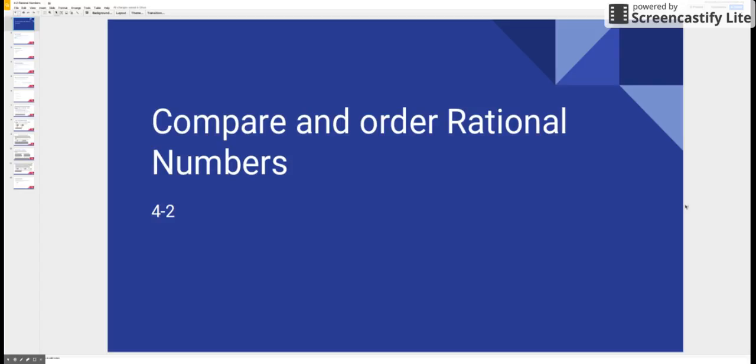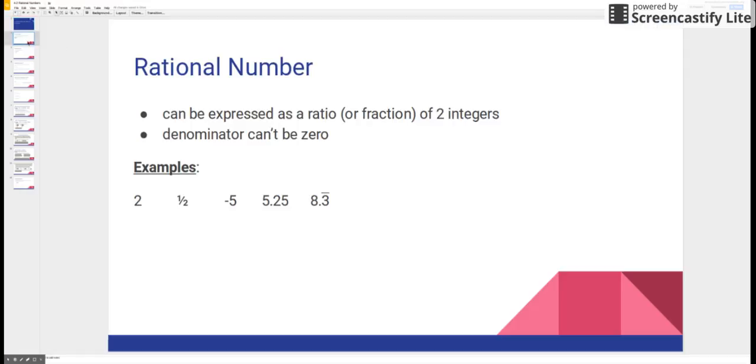Hi there, today we're going to learn how to compare and order rational numbers. A rational number can be expressed as a ratio or fraction of two integers. The denominator, though, can't be 0. So for example, you can have 2, 1/2, -5, 5.25, or 8.3 repeating. These are all examples of rational numbers.